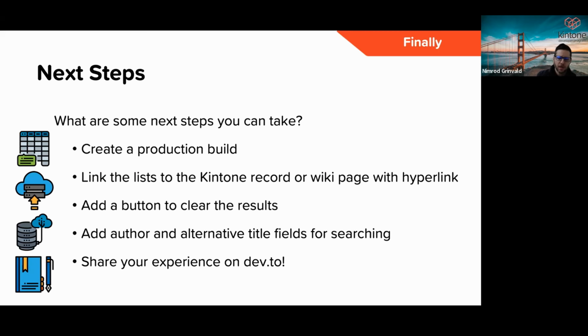Here are some other options. You can take this list of items and create each item as a hyperlink to a specific Kintone record or to a specific wiki page. You can add a button to clear the results. You can try searching for more than just the title field. And then you can also post your experiences on dev.to.